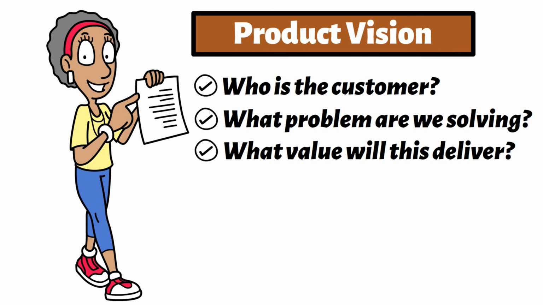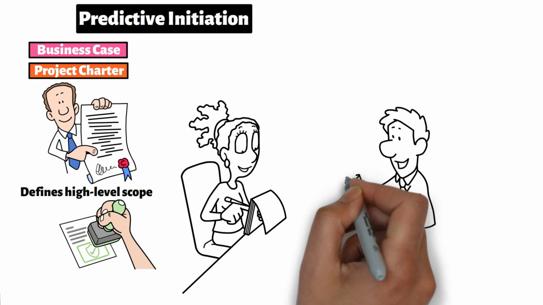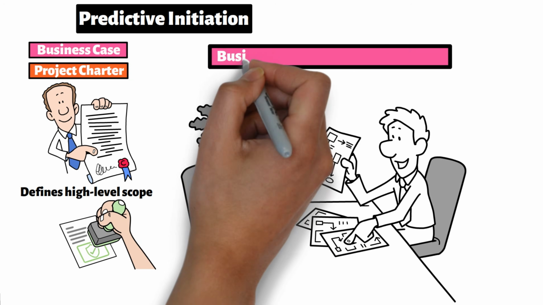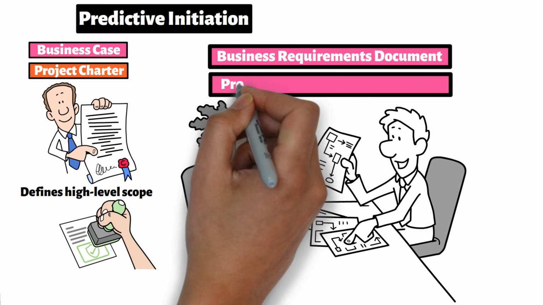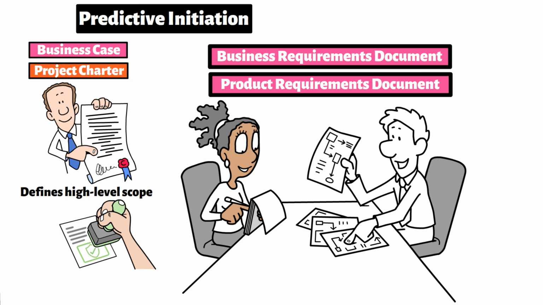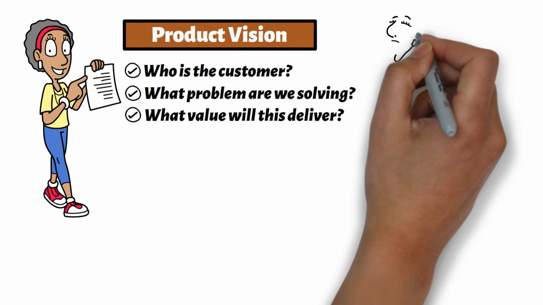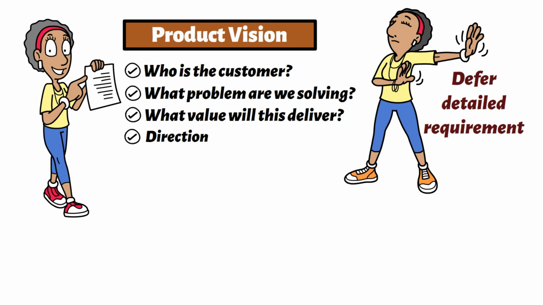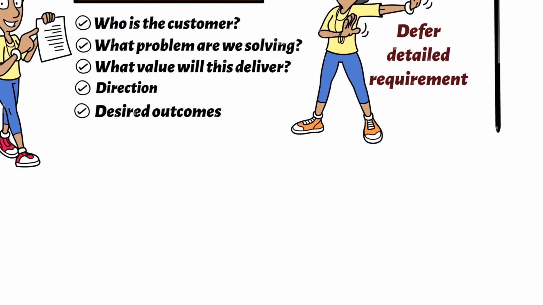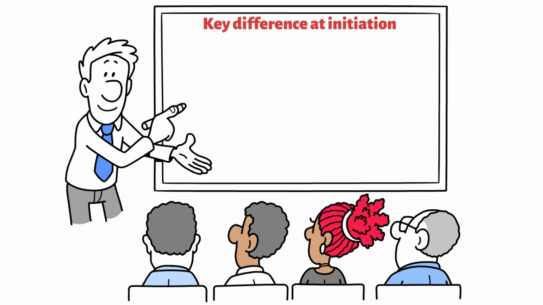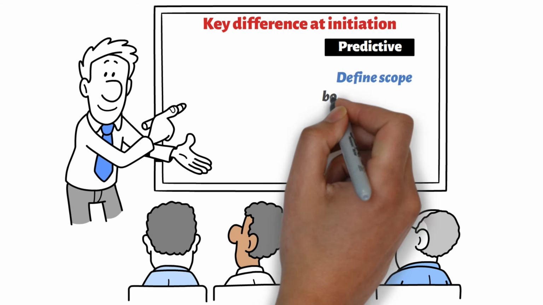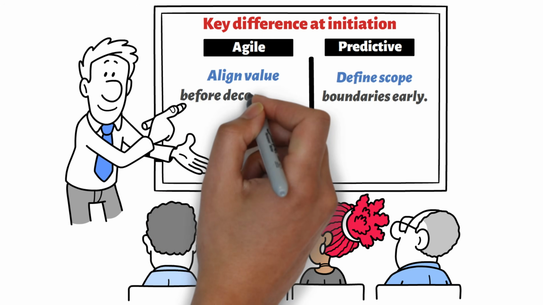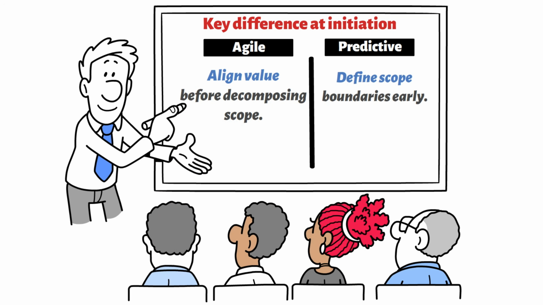In predictive projects, initiation may already include early scope framing that leads toward detailed documentation, such as a business requirements document or product requirements document. In Agile, detailed requirements are intentionally deferred. Instead, we define direction and desired outcomes. The key difference at initiation is this: predictive emphasizes defining scope boundaries early. Agile emphasizes aligning around value before decomposing scope.